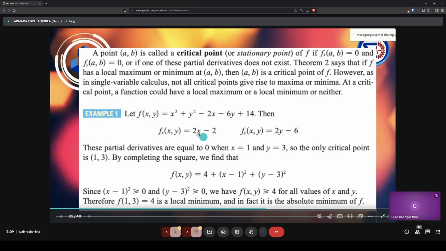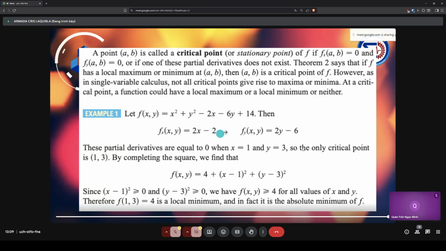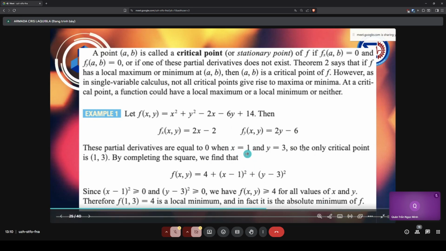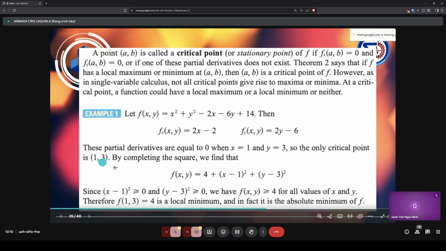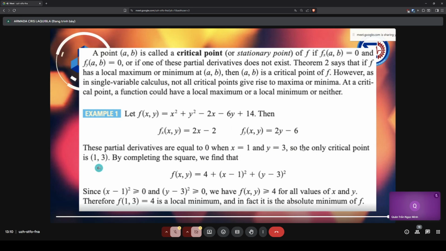So for example, this one, 2x minus 2 is equal to 0. Transfer the negative 2 to the other side. It becomes 2x is equal to 2. Divide 2 both sides. Your x is equal to 1. Next, 2y minus 6 is equal to 0. Then solve the value of the y there. So 2y is equal to positive 6. Then divide 2 both sides. Your y is equal to 3. And we have now one point, the combination of 1 and 3. So that's only one critical point. We have (1, 3) for our critical point.